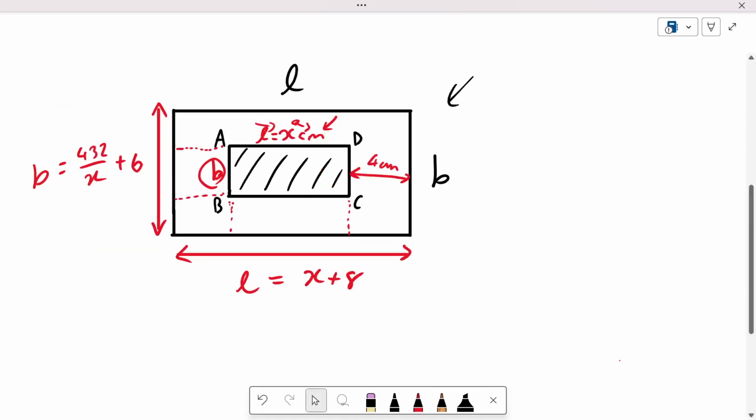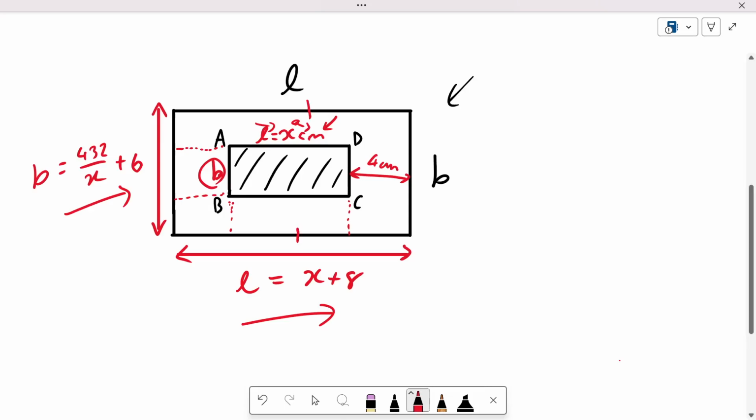Alright, now that we have determined the dimensions of the outside rectangle, we have it in terms of x. We have the breadth equal to 432 over x plus 6, which I've just written down from our previous calculation. And then we have the length, which is going to be equal to x plus 8. And we know that in a rectangle, this side is equal to this side.